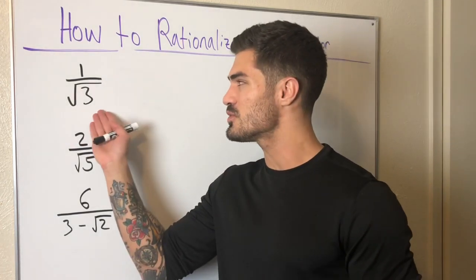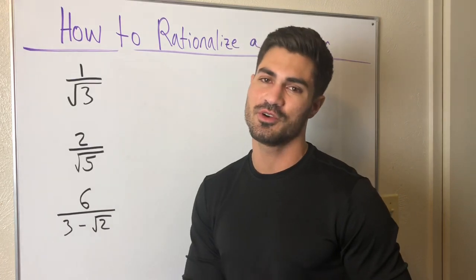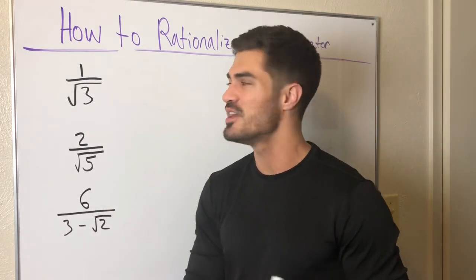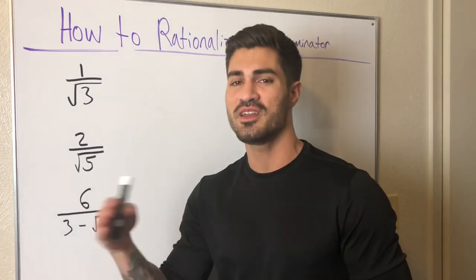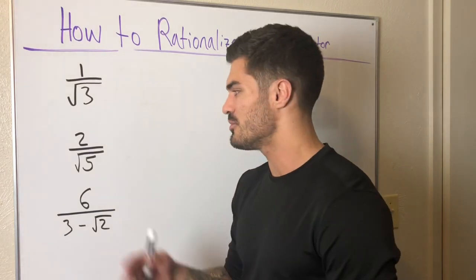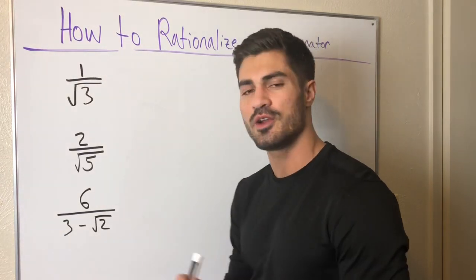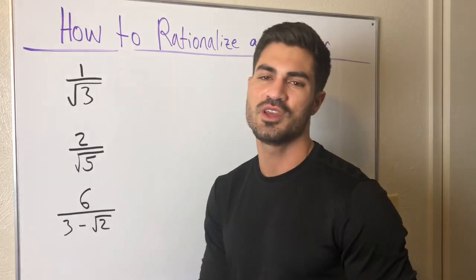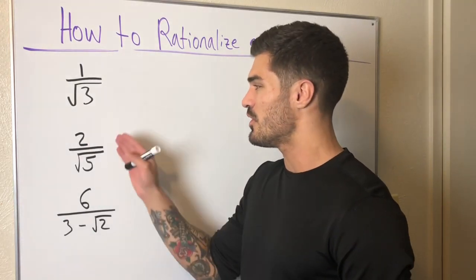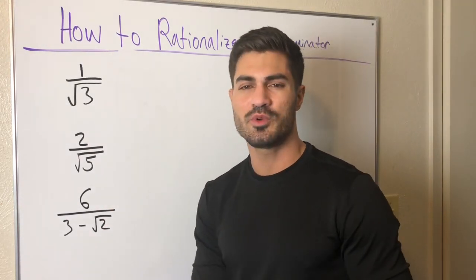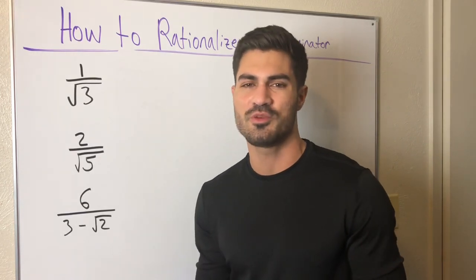And in this case, the square root of 3 is an irrational number. It can't be expressed as a fraction. It's an infinite, non-repeating decimal, right? It's an irrational number. So is the square root of 5, so is the square root of 2. These are all irrational numbers. And what we want to do is get rid of all these irrational numbers in the denominator. We want our denominator to be only rational numbers.